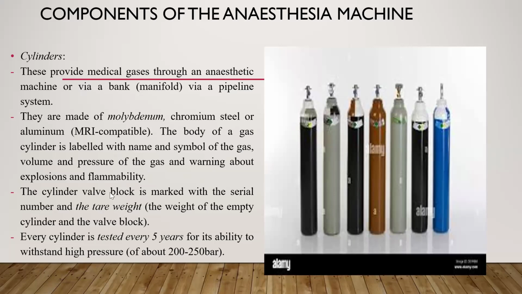The cylinder valve block at the back of your anesthesia machine is marked with a serial number, and you must also have the tare weight. The tare weight is the weight of the empty cylinder and the valve block. And this is important: every 5 years, the cylinder is tested for its ability to withstand high pressure. The cylinder is subjected to a pressure of about 250 bars every 5 years, so that it reduces the risk of explosion of the gases that they contain.